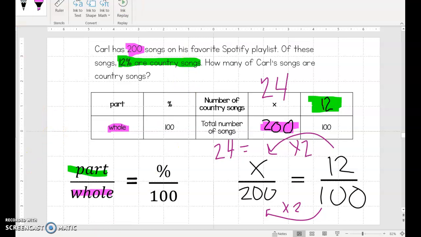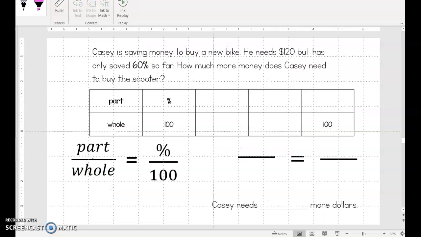Alright, let's look at the second one. This one says, Casey is saving money to buy a new bike. He needs $120 but has only saved $60 so far. 60% so far. How much more money does Casey need to buy the scooter? Alright, so this table looks a little bit different. It looks like I'm missing something. And I have an extra bit down here that says Casey needs blank more dollars. So how much more money does Casey need to buy this scooter?